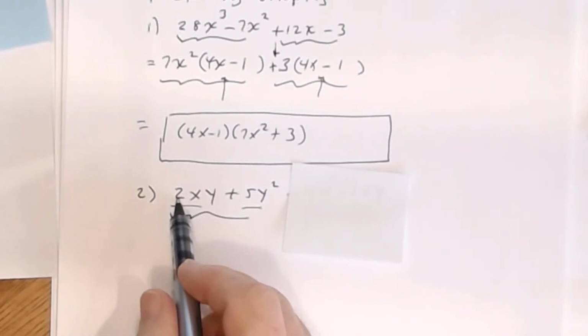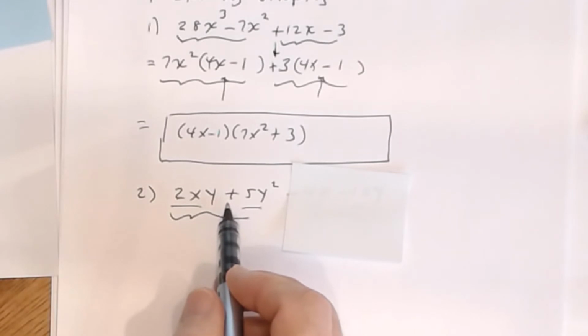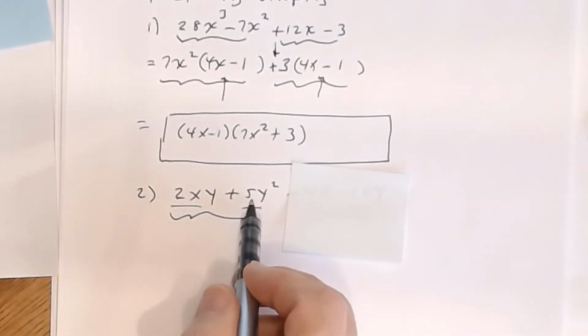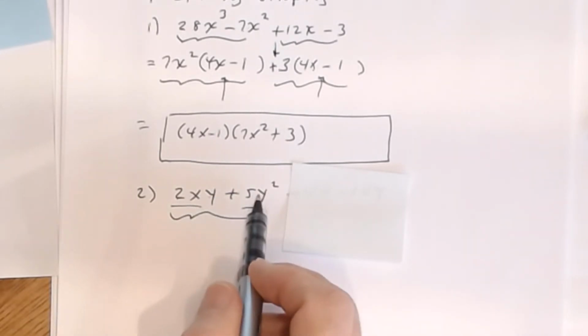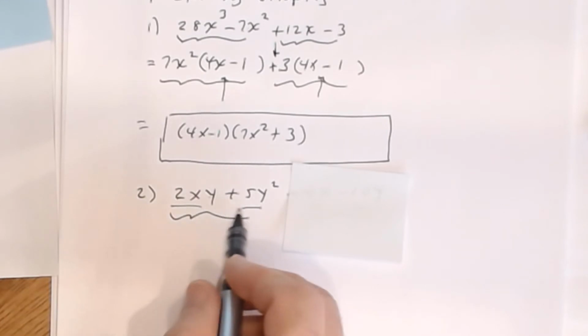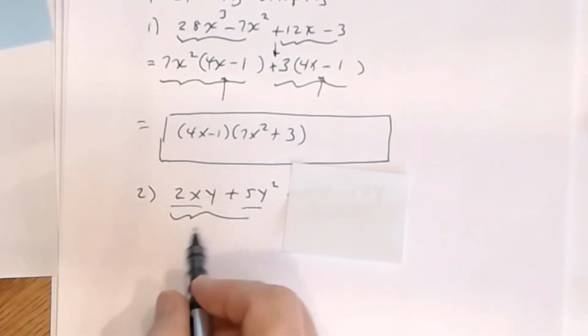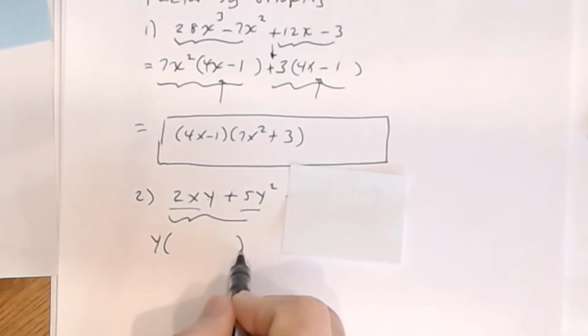So you see this 2 and the 5? The GCF of 2 and 5 is just 1. And notice I don't have any x's in both, but I do have y's in both. So this is y to the first, and this is y squared. So I need for you to see that the GCF of these two terms is just y. I'm going to factor that y out.